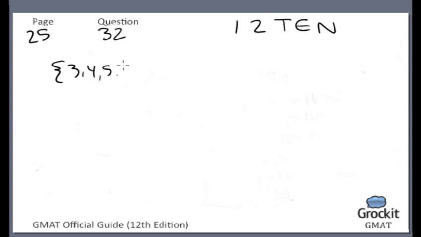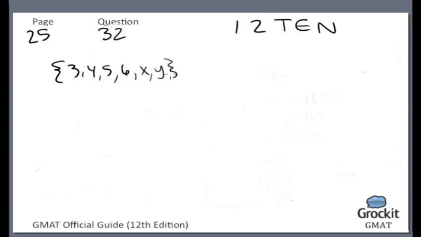All right, page 25. Number 32. Is the range of the integers 6, 3, y, 4, 5, and x greater than 9? So when you're given questions like this on the GMAT, one of the first things you should always do is rewrite the set of numbers in ascending order. So we have 3, 4, 5, 6. X and Y you can put anywhere because we don't actually know their values.